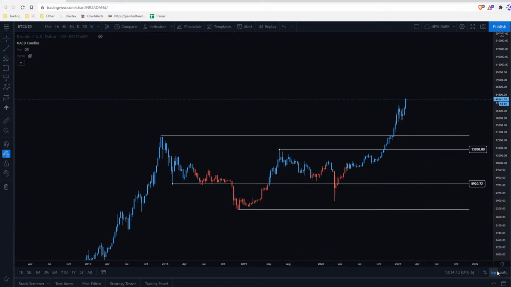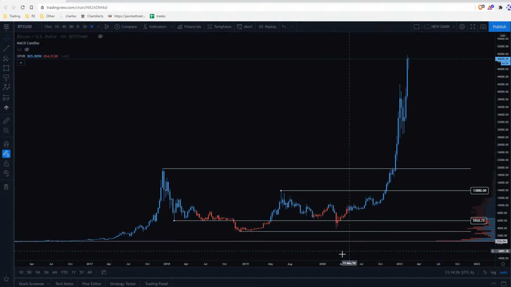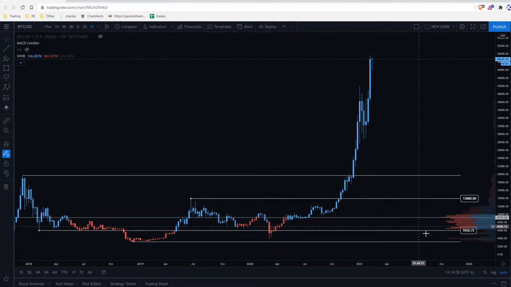Now if you switch out of log, you can see it looks completely different, right? So this is an area of accumulation right in here. We can also turn on the volume profile. Let me get rid of some of that old stuff. Your accumulation should happen where the most volume is. It should really line up with that. If it doesn't, then you probably have the chart wrong.